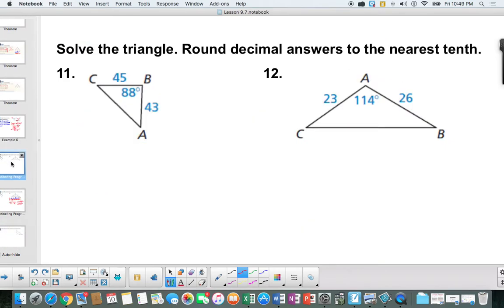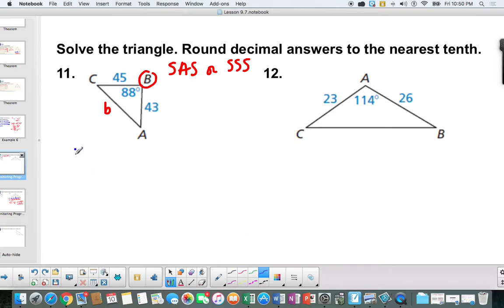Okay, let's go ahead and I'll help you out with 11, and you will be doing 12. All right, so I have angle B, and so let me go ahead and set up the law of cosines. Remember the law of cosines, you must use SAS when you have two sides and an included angle, or when you have three sides. So let me go ahead and do that.